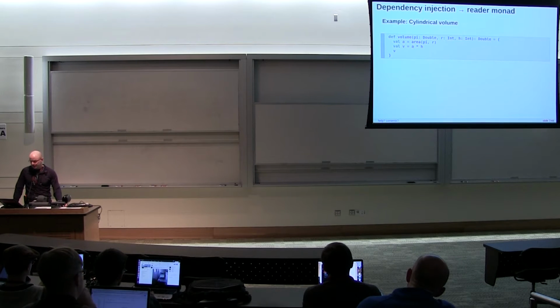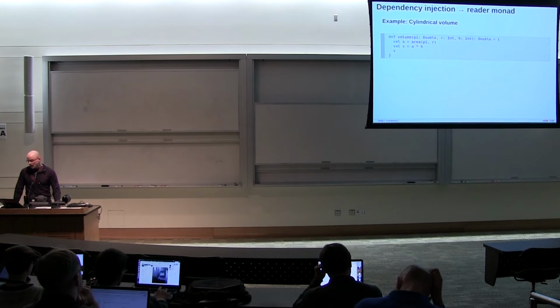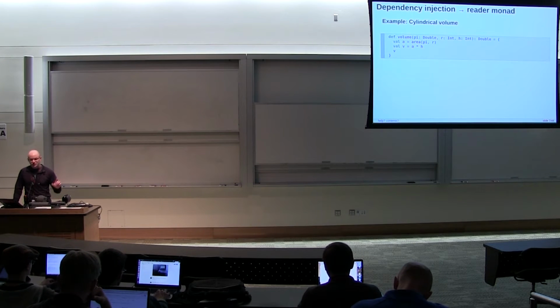And then we'll write a function to calculate volume. So we take our area function, which gives us the area of a circle, and we just multiply that by the height of the cylinder, and we get the volume of the cylinder. And so right away, we can start to smell the need for dependency injection, right?